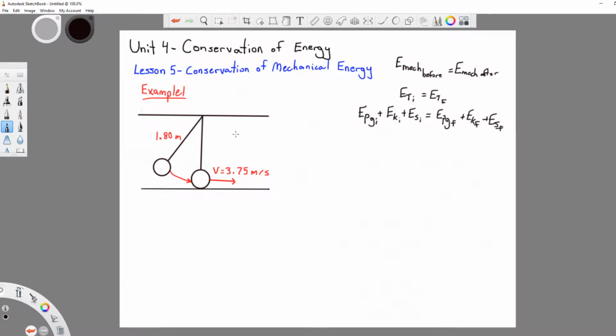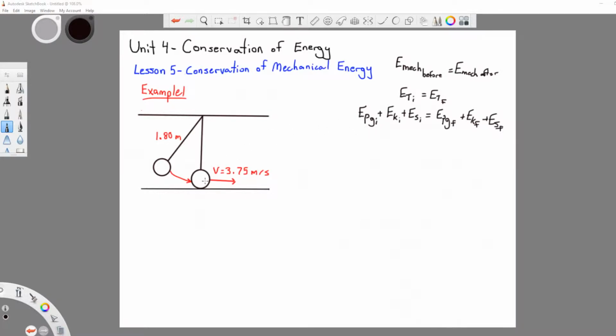The problem says the mass on the end of a 1.8 meter long pendulum has a maximum speed of 3.75 meters per second. We want to determine its maximum height. All right, so how do we go about doing that? Well, we're going to use this formula. Mechanical energy before is equal to mechanical energy after. And actually, it's quite easy. I'm just going to pick up with this formula and start crossing some terms out.